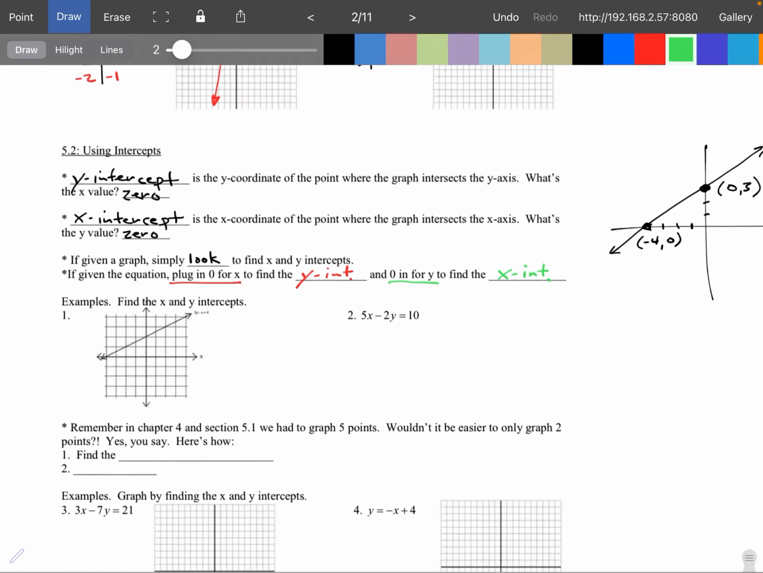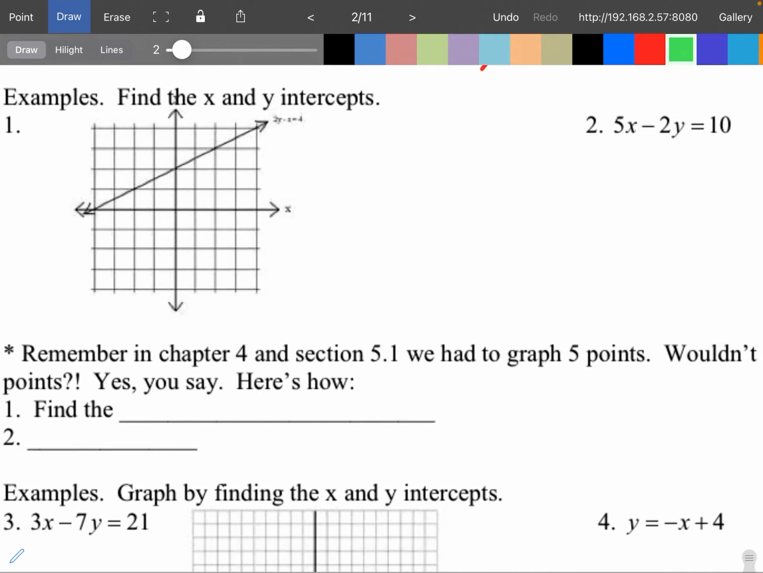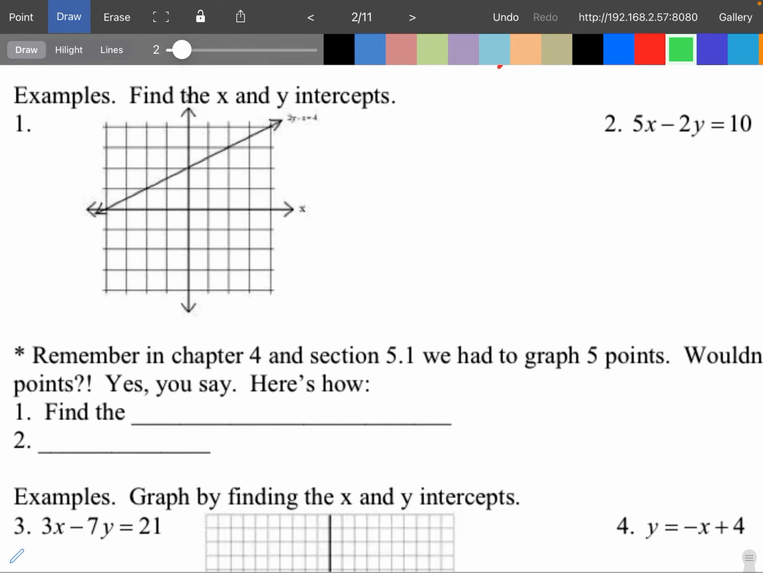So it's kind of like opposites. Plug in 0 for y, get the x-intercept. Plug in 0 for x, get the, I think I said it backwards. Plug in 0 for x, get the y-intercept. Plug in 0 for y, get the x-intercept. So that's how we're going to do the problems. That's what we're going to do on the whiteboards also.